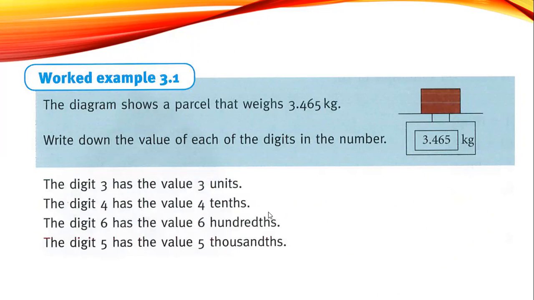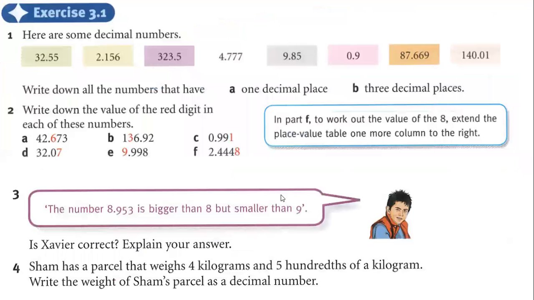Here is our first example, like 3.465 kg, that is a weight diagram. It shows a parcel whose weight is 3.465 kg. Write down the value of each of the digits in the number. The 3 is the units. After the point, the 4 is the tenths, then hundredths, and then thousandths. Okay, so we put th here.